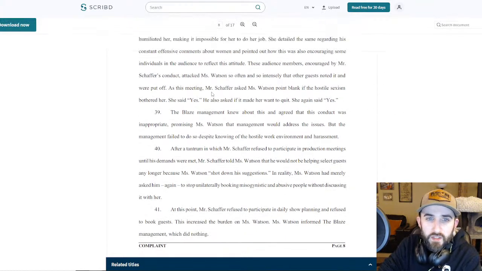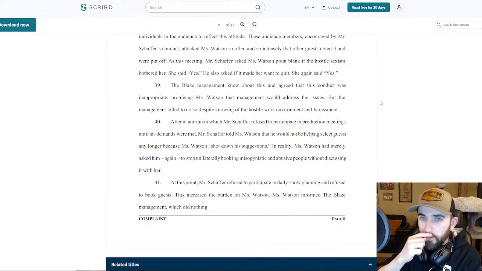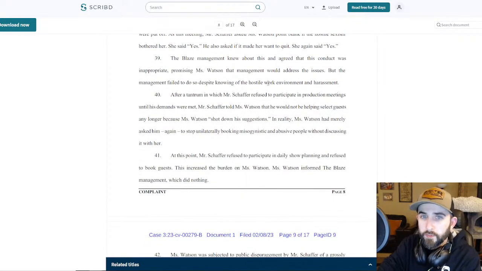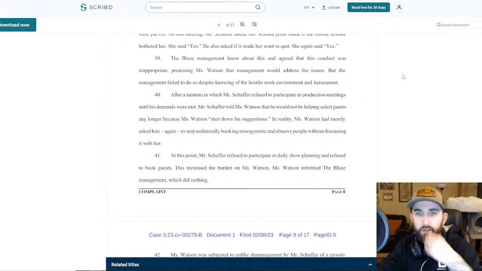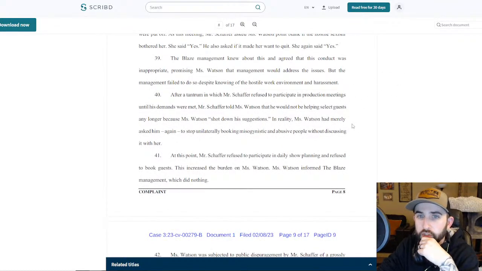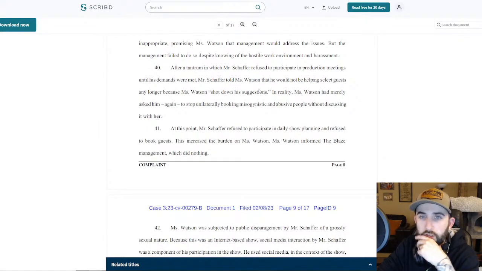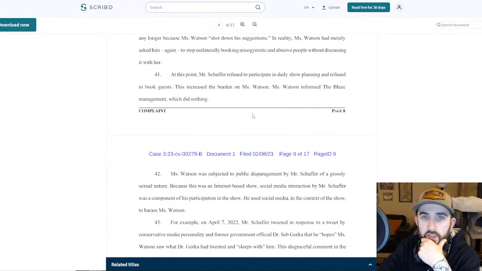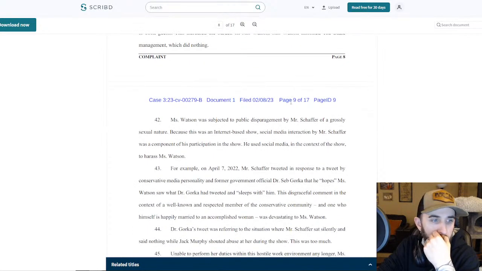At this meeting, Mr. Schaefer asked Miss Watson point blank if the hostile sexism bothered her. She said yes. He also asked if it made her want to quit. She again said yes. Blaze management knew about this and agreed that this conduct was inappropriate, promising Miss Watson the management would address the issue, but the management failed to do so despite knowing the hostile work environment. Mr. Schaefer then refused to participate in production meetings until his demands were met. Told Miss Watson he would not be helping select guests. At this point, Mr. Schaefer refused to participate in daily show planning and refused to book guests. I think they already covered that.